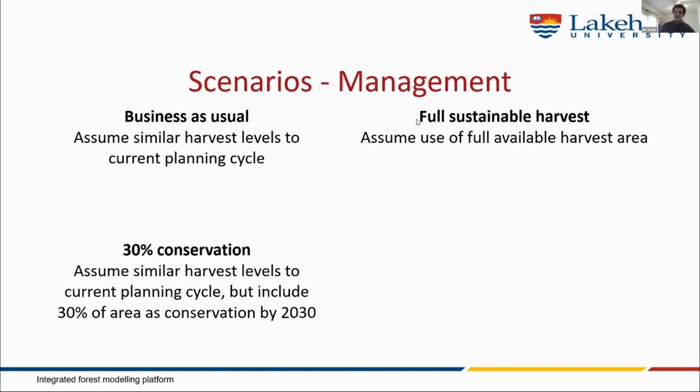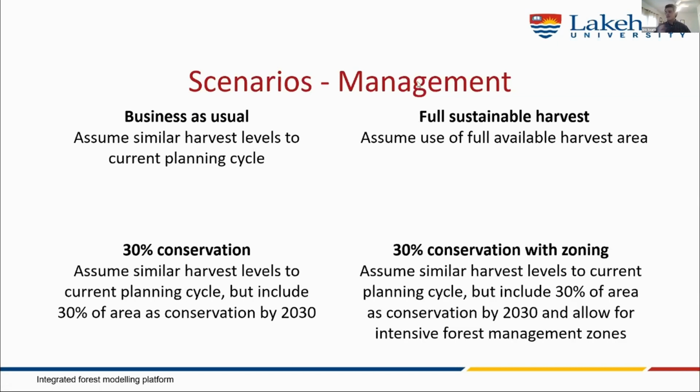Third is 30% conservation. This is something we've heard a lot from David and Isabel in our conversations. So here we'll assume similar harvest levels to the current planting cycle, but include 30% of area as conservation by 2030. And finally, 30% conservation with zoning. So assuming, again, similar harvest levels, but we're going to ensure that 30% of area is conserved and also look for offsets in terms of intensive forest management zones.